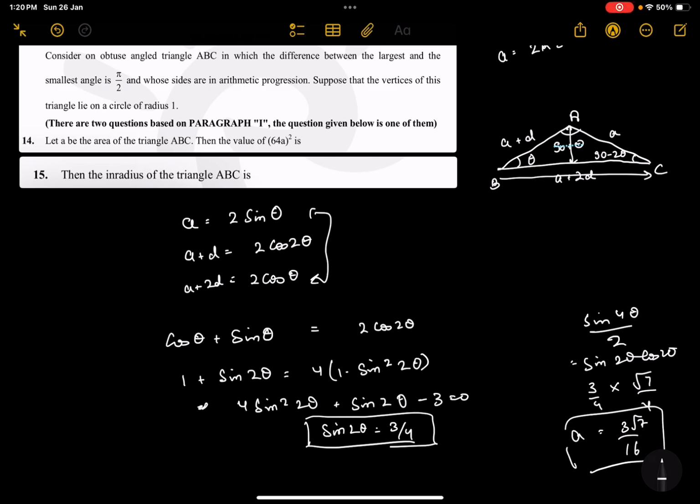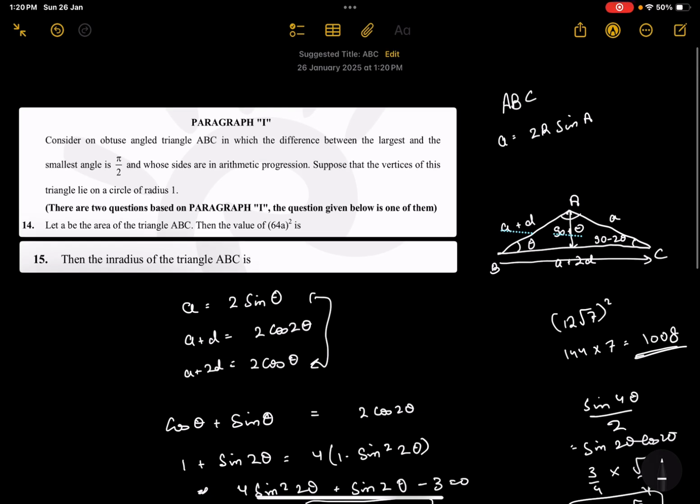We are asked for the value of 64 delta squared. So 64 delta becomes 12 root 7. So that squared becomes 144 into 7, which is 1008. So the answer for 14 is 1008. For 15, we need the inradius.